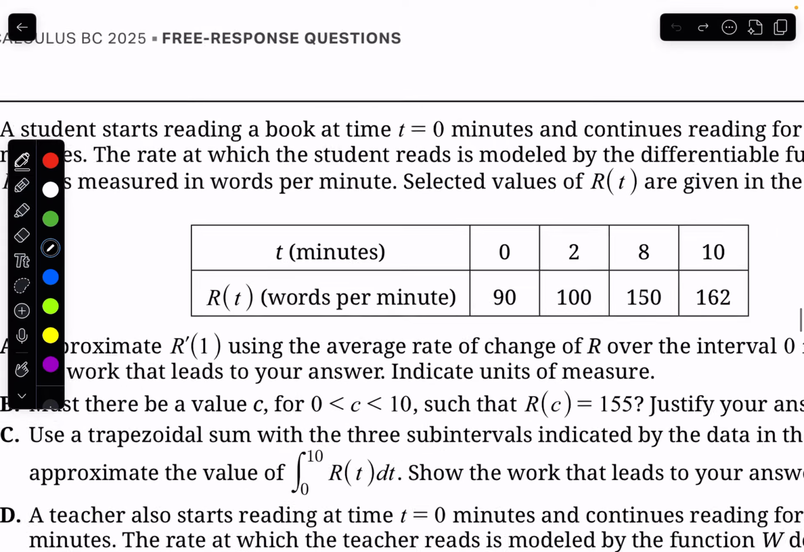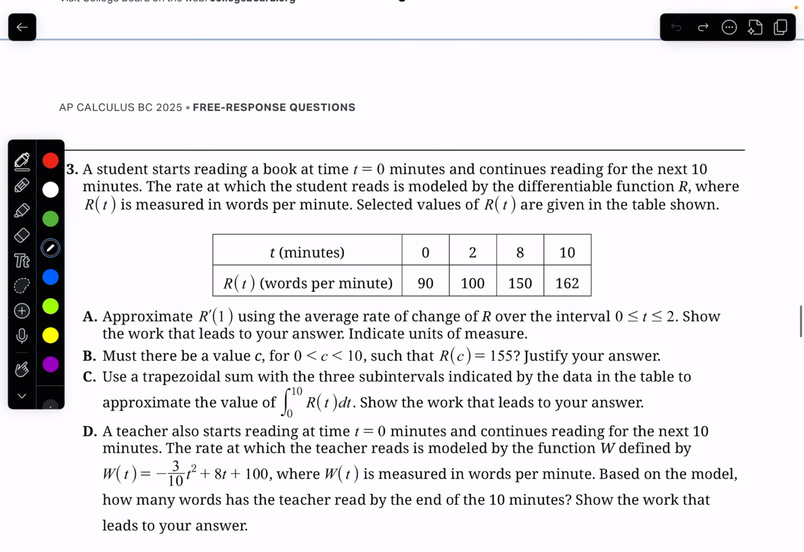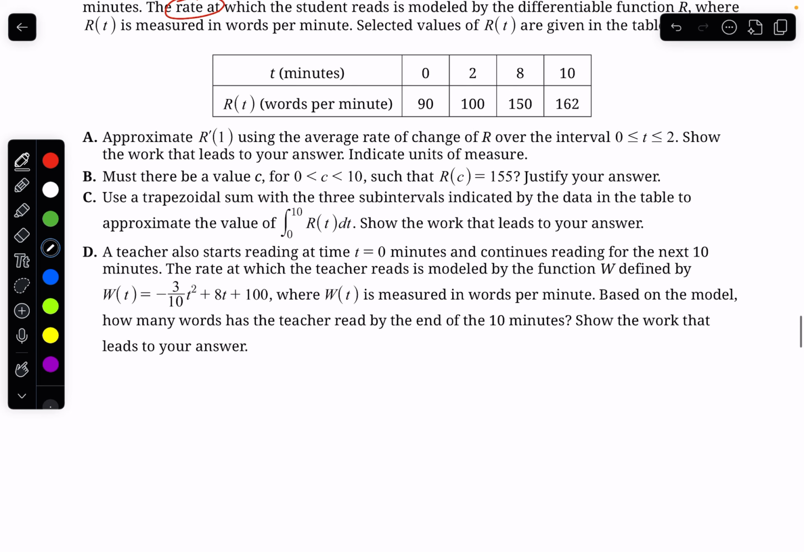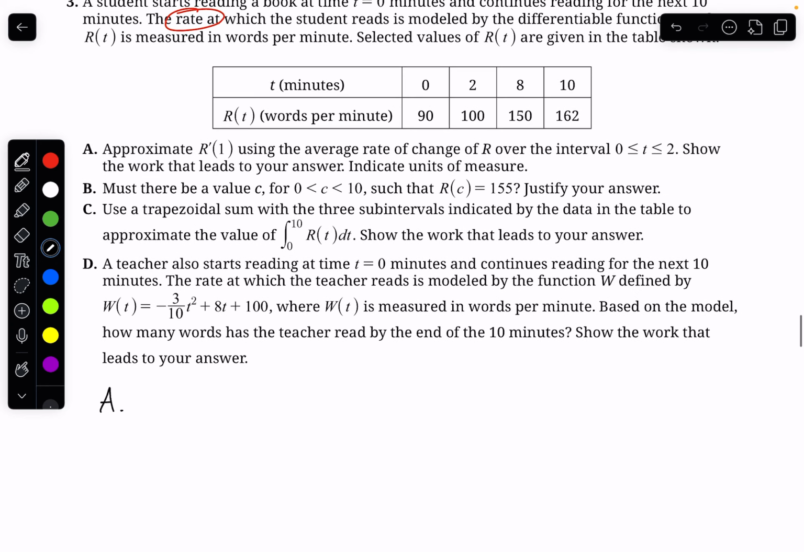So what we do know is r of t is describing words per minute, and it's a differentiable function. But the key word in the problem that you should probably underline as you read is rate. That way we know r is describing the rate at which what is being read, in words per minute. So we can approximate r prime of 1 as part A suggests. So what is r prime of 1?